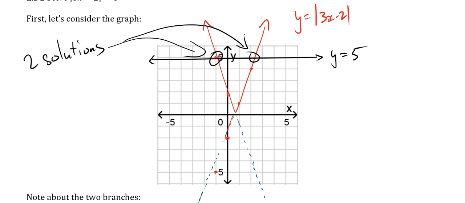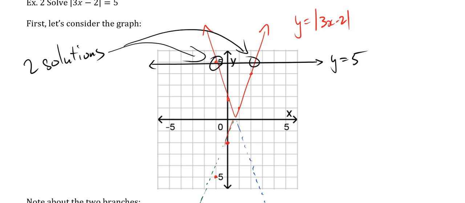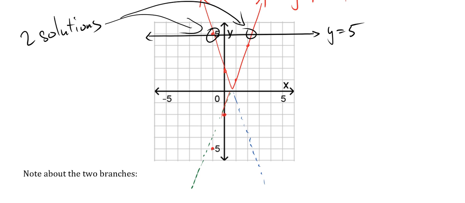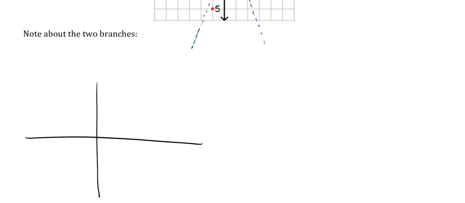Okay, put your pencil down and watch for a moment. Here's a note about the two branches of this graph. And even if you don't get a chance to copy this down right now, don't worry too much about it. You can get it after if you want. So the branch on the left that has the blue dotted line below, that branch looks like this.